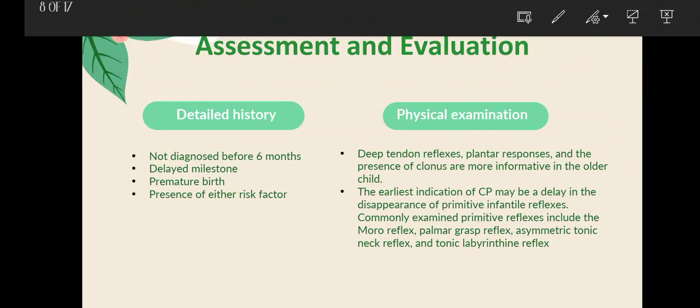Assalamu alaikum. So this is the second part of the lecture related to cerebral palsy. In this we are going to discuss how we are going to evaluate the condition and what its management is.